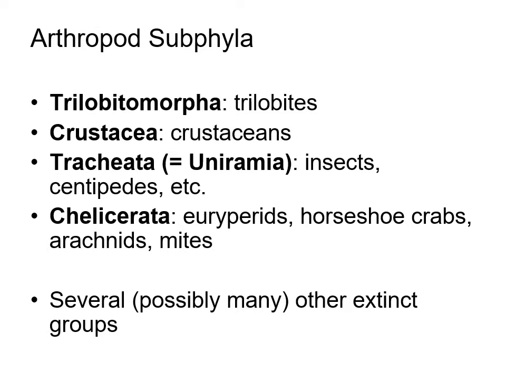If you'll recall, Arthropoda had a number of subphyla, including Trilobitomorpha, which we covered in part 1. And now we'll be looking at the remaining groups. So Crustacea, Tracheata, which remember is sometimes called Uniramia. This includes insects and centipedes. And Chelicerata, so Eurypterids, horseshoe crabs, and arachnids. There's also a possibility that we have several other subgroups of arthropods that are just now extinct, just like Trilobitomorpha. That is a distinct possibility.